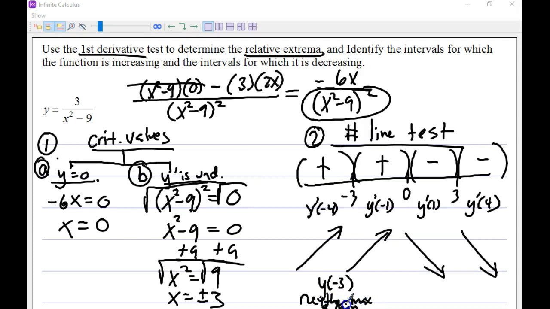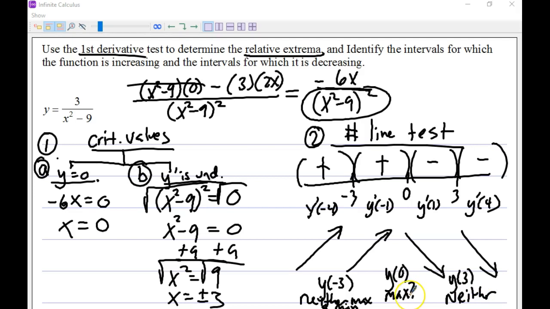Maybe. Probably, actually. It could be a max. I'm going to put a question mark, and I'll tell you why in a minute. But let's come over here to this one. The same as -3. Yes. I'm just going to put neither this time, because it has to change slope at that point in order for it to be a max or min.